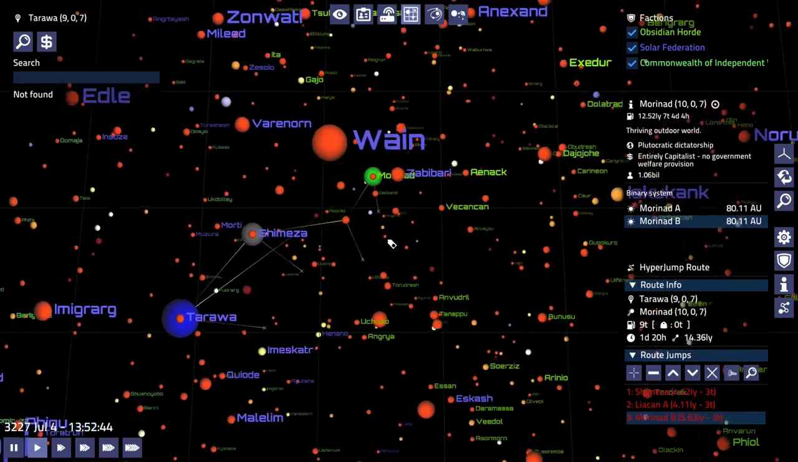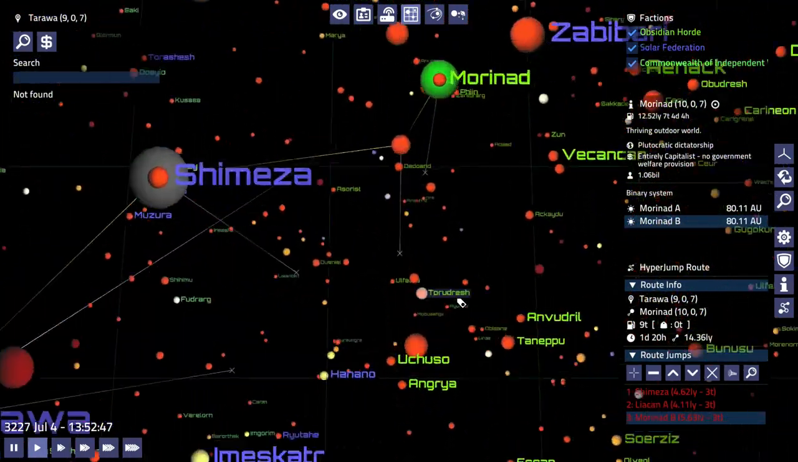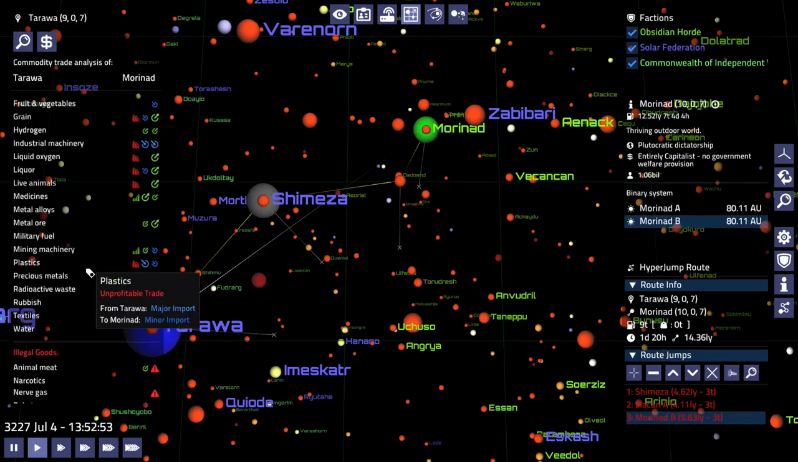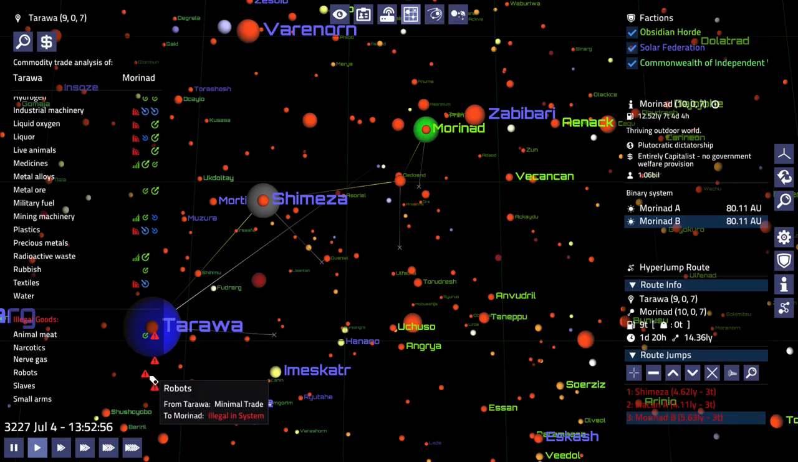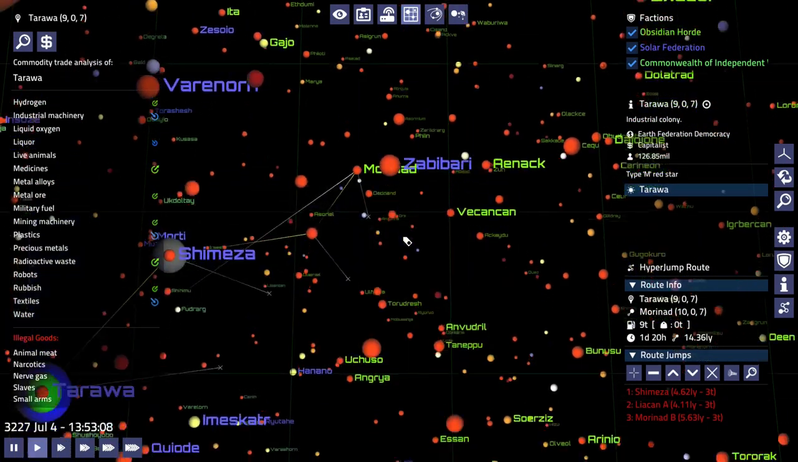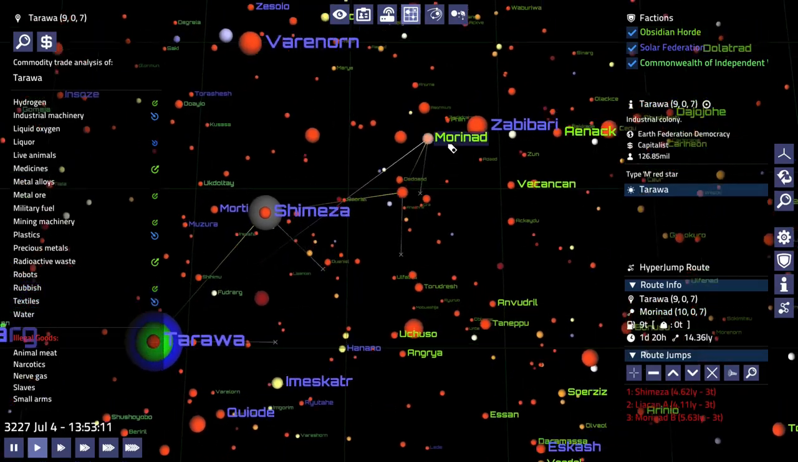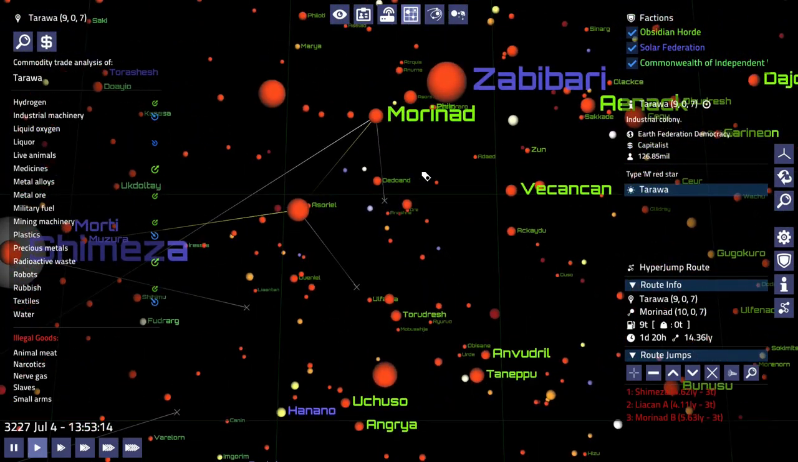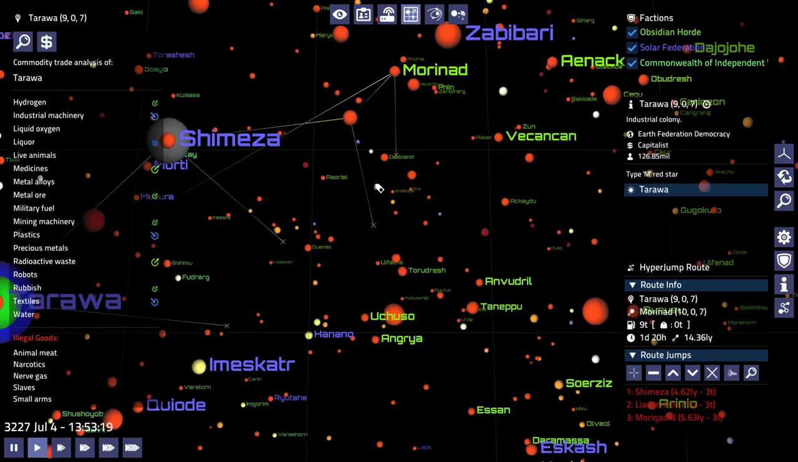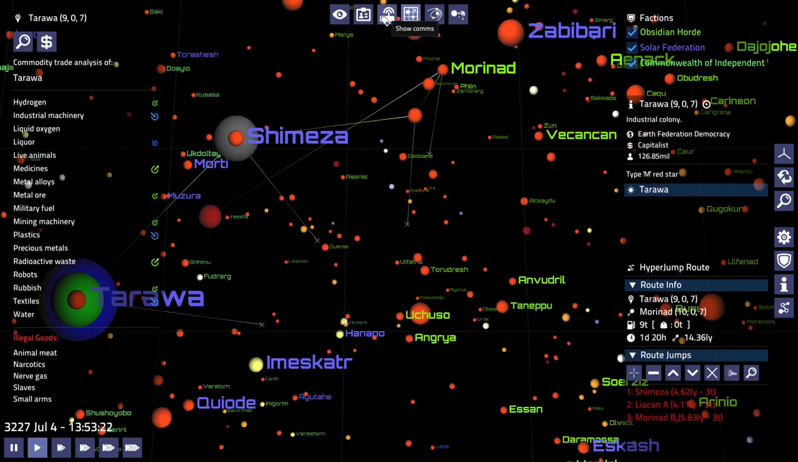So what I'm going to do today is some trading, but not just any trade. In the Obsidian Horde, robots are illegal. In Solfed, robots are legal. So I'm going to buy some robots here in Tarawa, take them all the way to Morinad in the Obsidian Horde, and sell them for hopefully some good money. We're going to smuggle some robots.